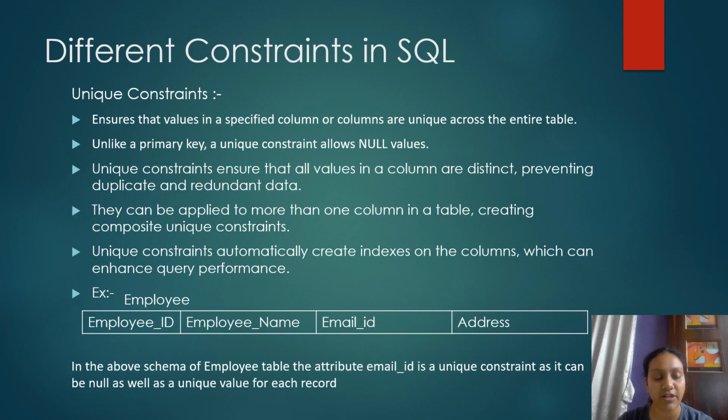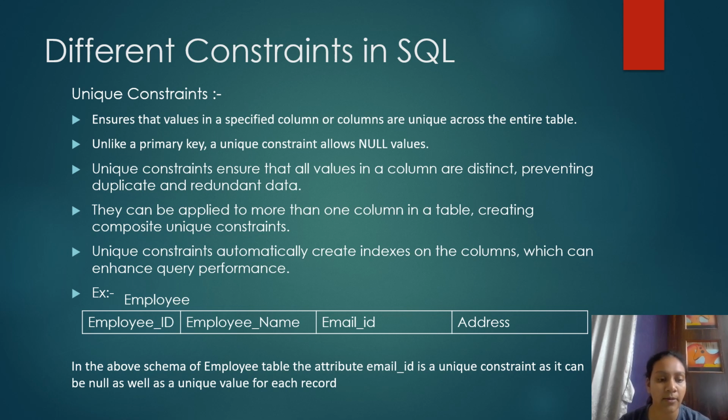Next, the unique constraint ensures that the values in a specified column or columns are unique across the entire table. Unlike a primary key, a unique constraint allows null values. Unique constraints ensure that all the values in a column are distinct, preventing duplicate and redundant data. They can be applied to more than one column in a table, creating composite unique constraints. Unique constraints automatically create indexes on the column, which can enhance query performance.